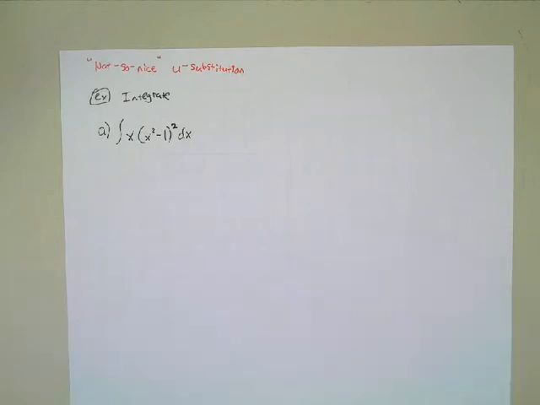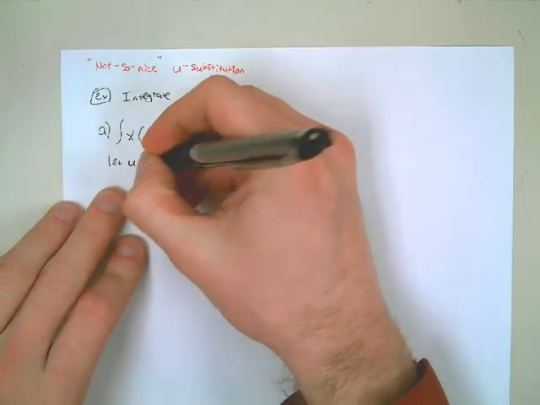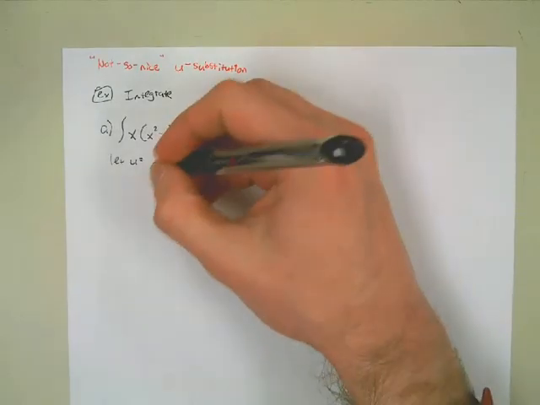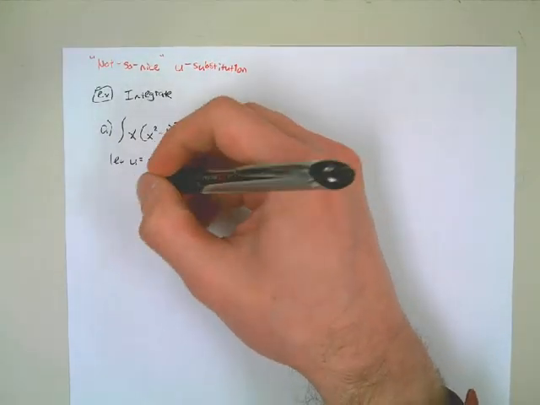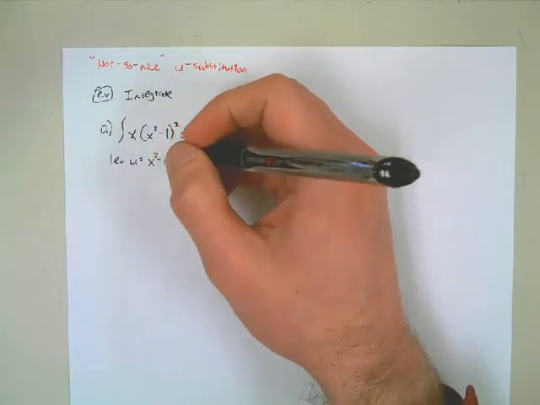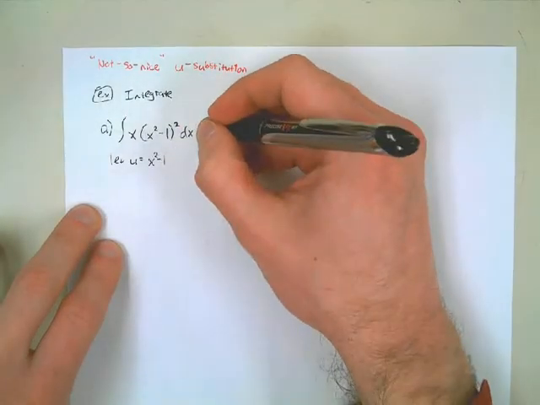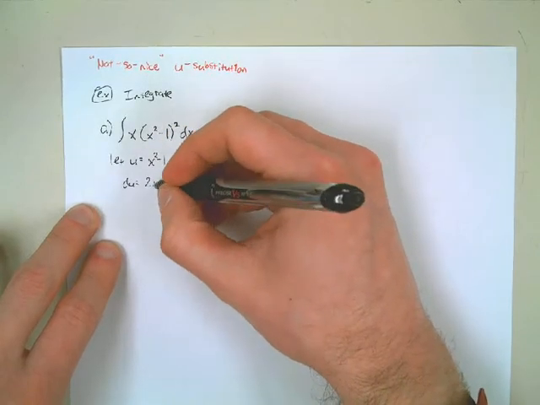So let me just say that, and then you'll still have questions later. That's okay. Okay, let u equal, what should it be here? Okay, let's try x squared minus 1 and see what happens. So what's du then? 2x dx.